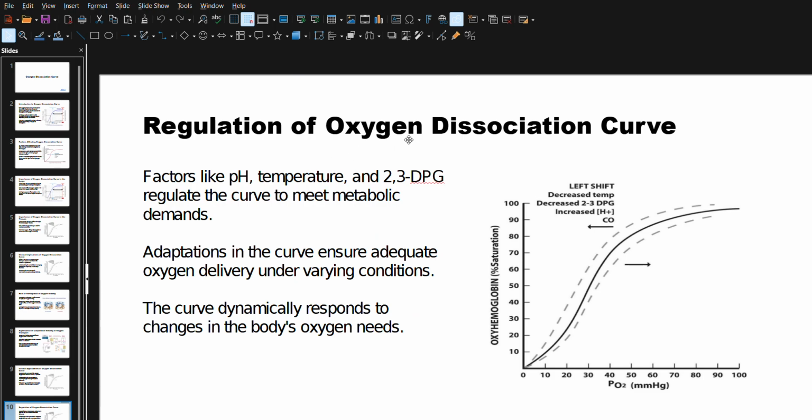Regulation of the oxygen dissociation curve: as I told you earlier, pH and temperature will regulate the curve and meet the metabolic demands. So the curve dynamically responds to the changes in the body's oxygen needs whenever it is required, either to the left or to the right.